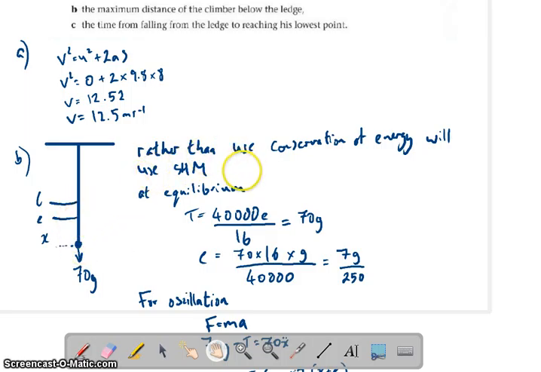So, you could use conservation of energy here, because the maximum distance of the climber below the ledge is the point where the climber has 0 kinetic energy. And so, we have the option of doing it with conservation of energy or SHM. I'm going to choose SHM just because it's an SHM module. Okay, so tension, easy to calculate, is equal to 70g, and we can rearrange that to find e. And then, because e is the point of equilibrium, we can find the amplitude.